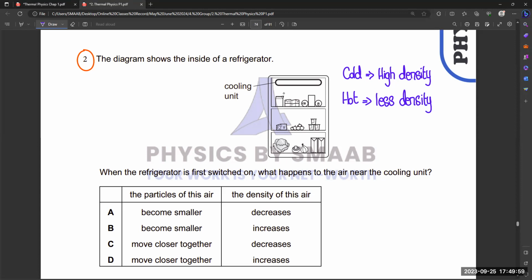Just like the less dense material will float on water and the dense material will sink into the water. So same situation. And in this question, you answer option D. When the refrigerator is first switched on, what happens to the air near the cooling unit? The molecules move closer together, and the density of this air increases, right?